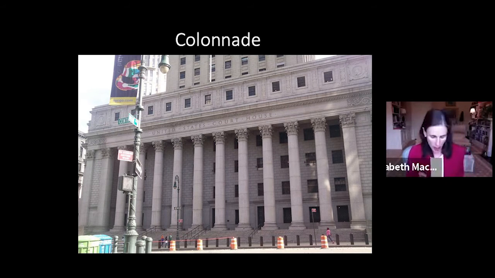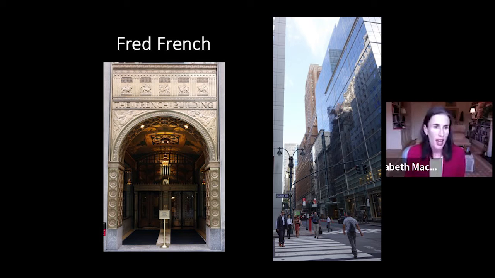Now, from this building, I want to take us further north. I want to go to Midtown because that's, of course, where many skyscrapers are located. I want to talk about one of my favorite buildings, which draws upon a series of different motifs and traditions from the ancient world, and that is the Fred French Building, located on 45th Street and 5th Avenue.